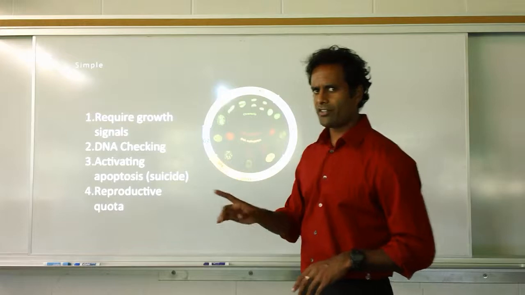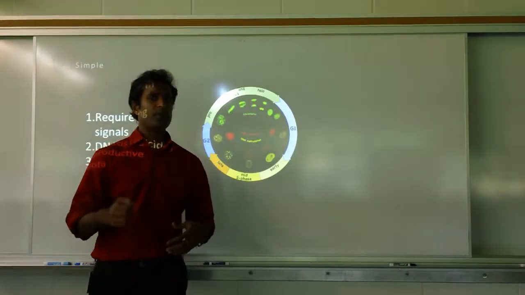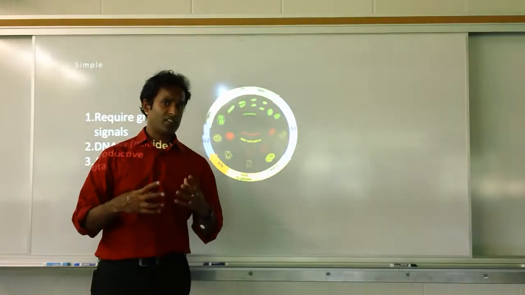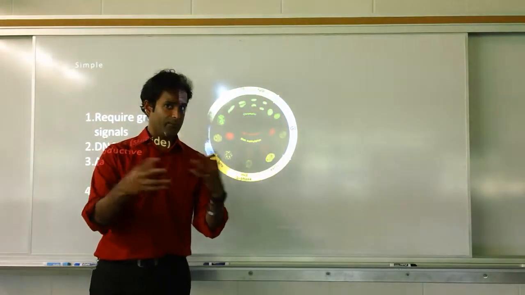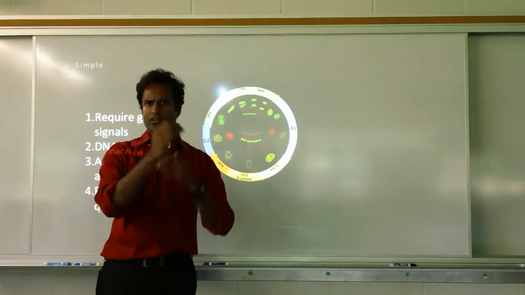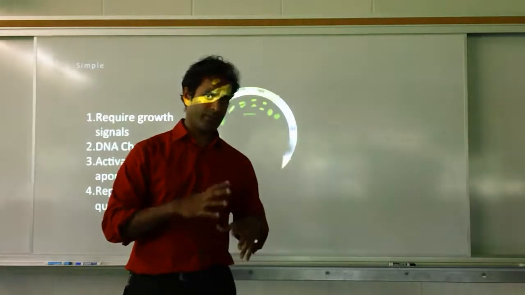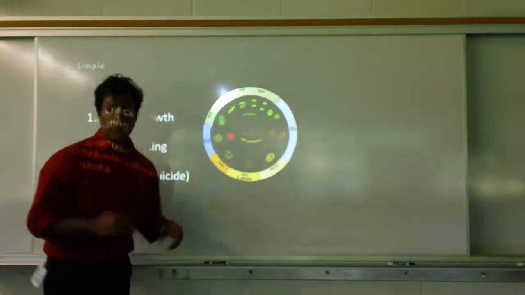There's also something interesting about most cells in the human body. A lot of people don't know this, but there's something called reproductive quota. Most cells in the human body can't just divide a million times. They have a fuse or a timer that says you can only divide this amount of times before it stops working. And we're going to go through that.